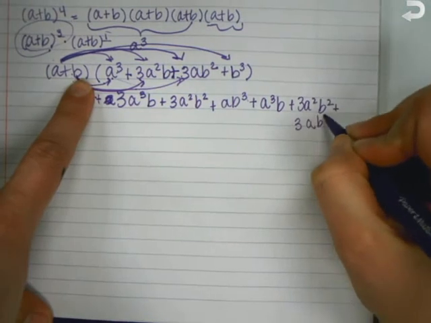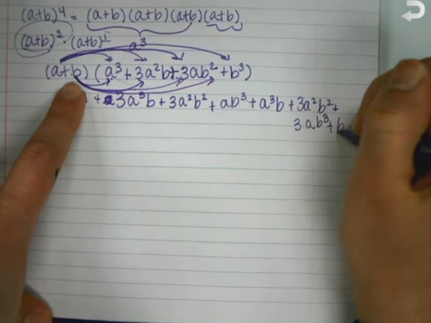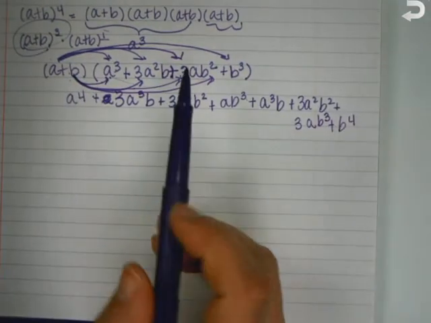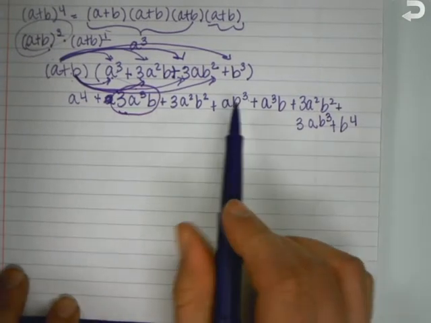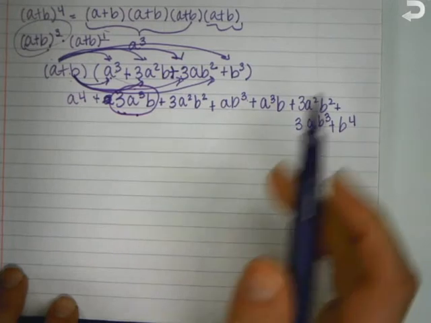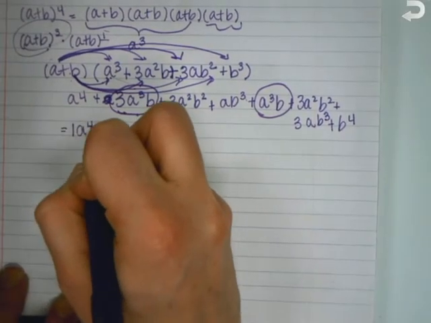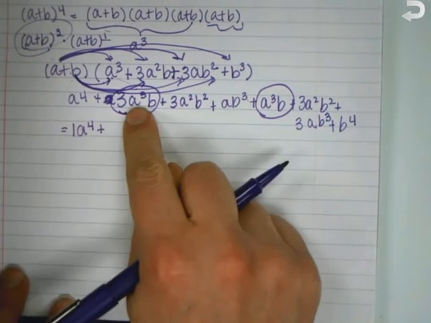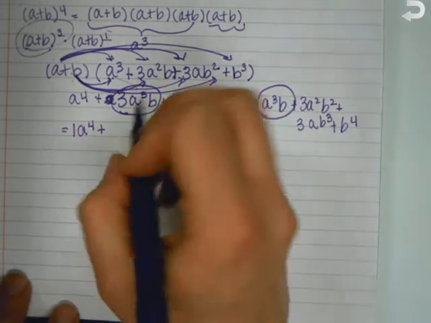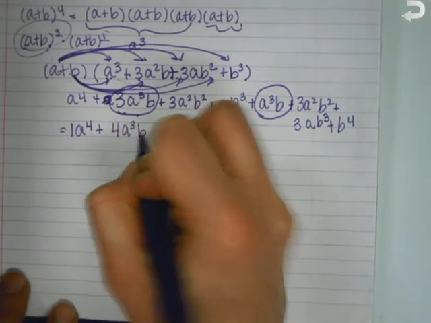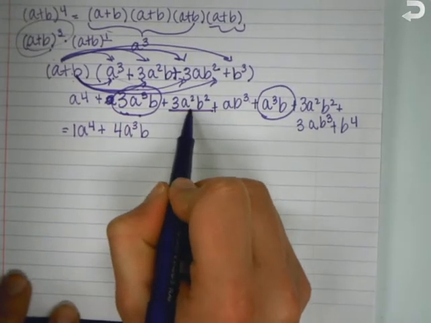Okay, let's combine like terms. How many a to the third b's do you see? Here's an a to the third b, here's an a to the third b, right? So that's going to be 1a to the fourth plus 3a to the third b plus 1a to the third b, 4a to the third b. Okay, let's go to the next one. 3a squared b squared. Do you see any more a squared b squareds? That one, what does that give me? 6a squared b squared.